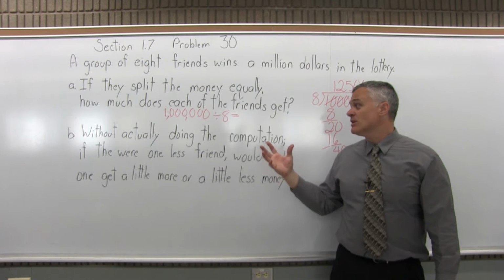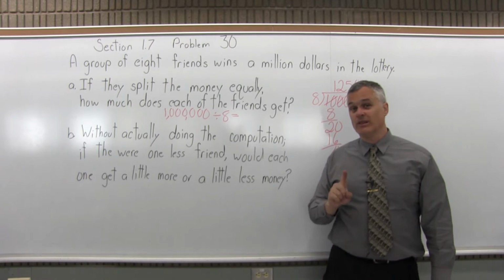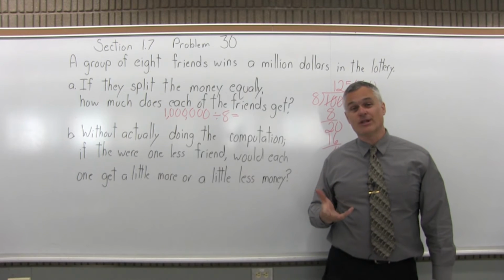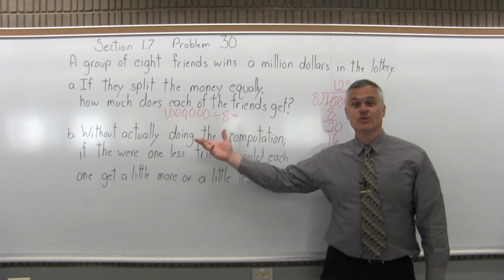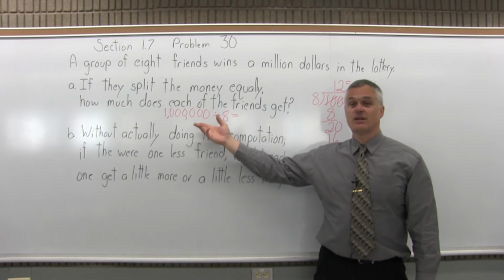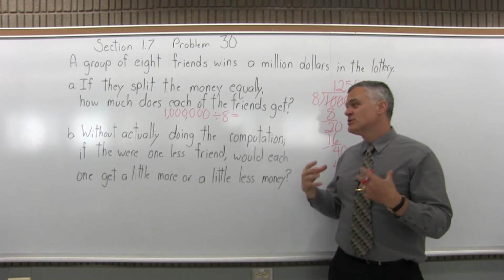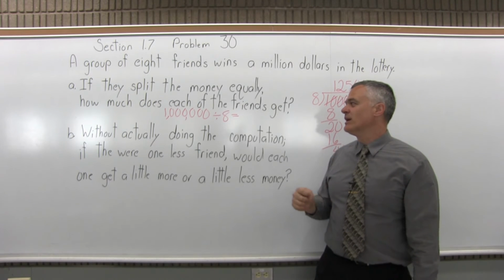Now B says without actually doing the computation, if there were 1 less friend, so let's say there's 7, would each friend get a little more or a little less money? And it says without actually doing the computation. Now, obviously, if you have a calculator handy, you just do 1 million divided by 7, see if the answer went up or down. But just to try and reason it out is what we're looking for here.